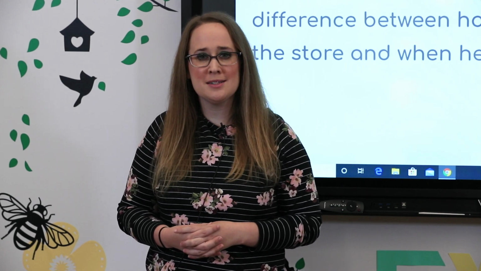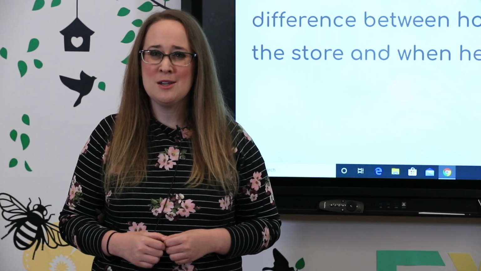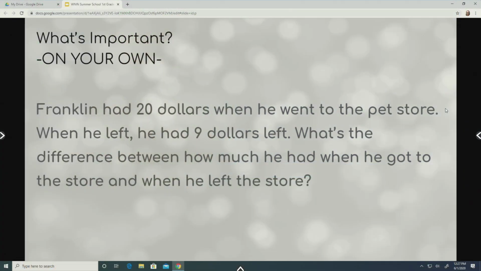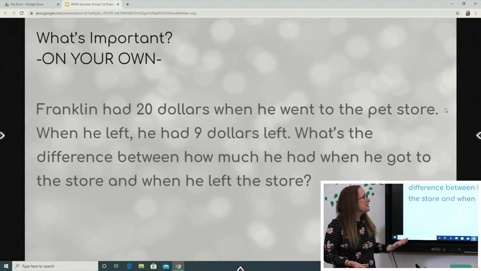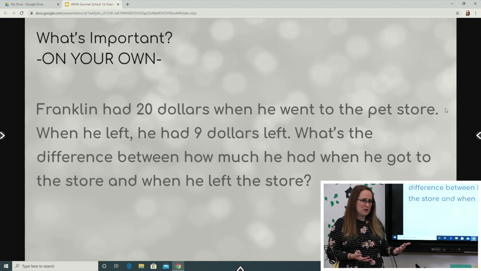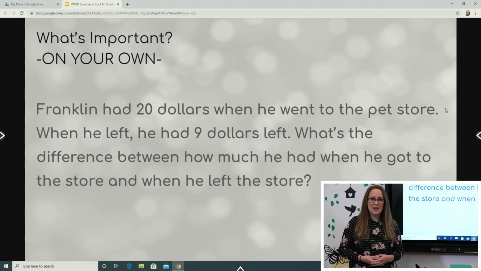I'm going to read it once, then I want you to read it and try to find the important information and those key words. Again, this is still about Franklin at the pet shop. Our clue word for today is pets. Franklin had $20 when he went to the pet store. When he left, he had $9 left. What's the difference between how much he had when he got to the store and when he left the store? So go ahead and read this again and circle any important information and find any of those clue words and underline them.